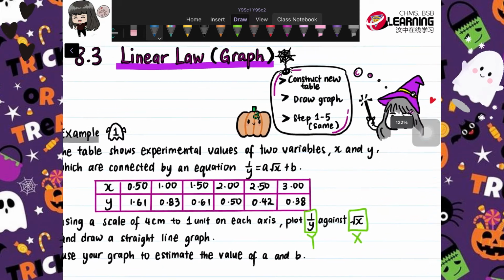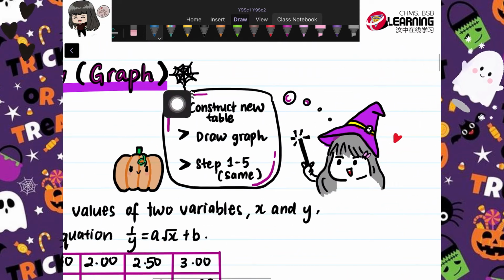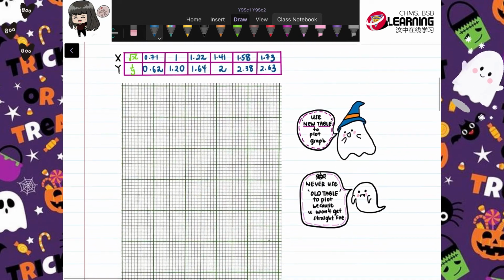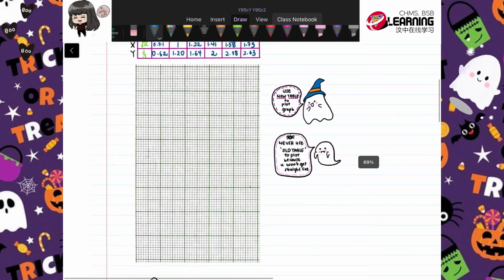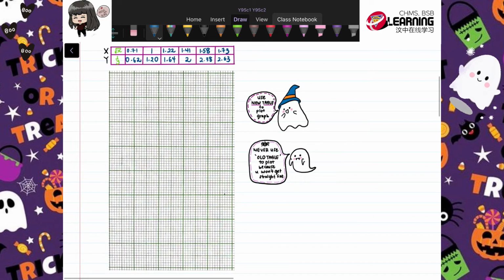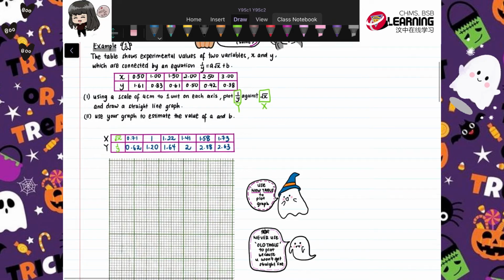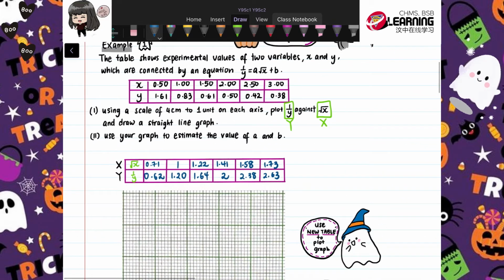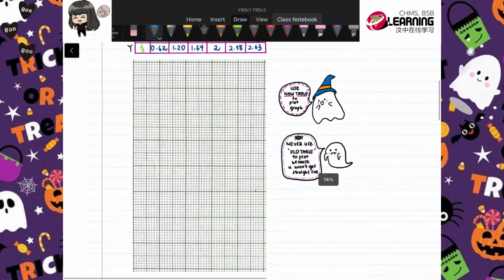So according to these notes, we construct the new table and then we draw the graph. We draw a real graph now. Let's plot the graph together. So you prepare a graph paper here. What you need to know is, what is the scale? Do they give you a scale? 4 cm to 1 unit. Your graph is something like this.